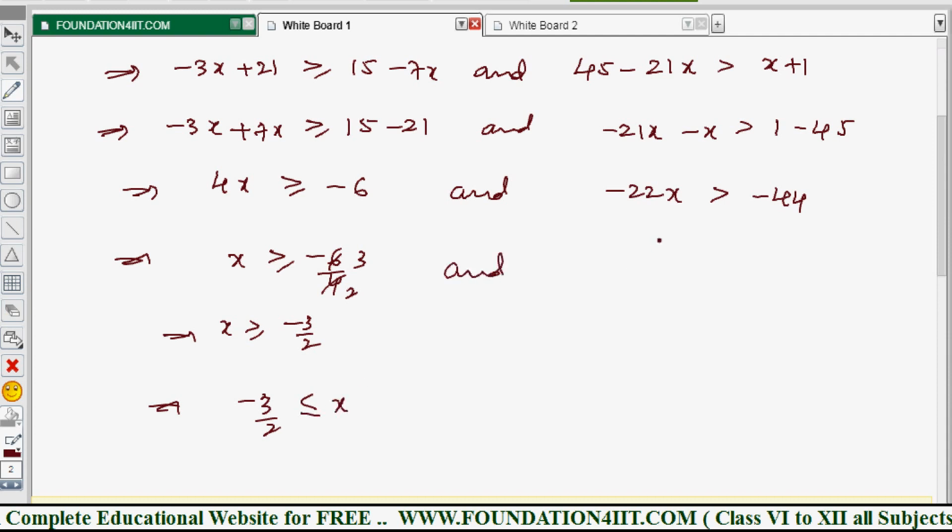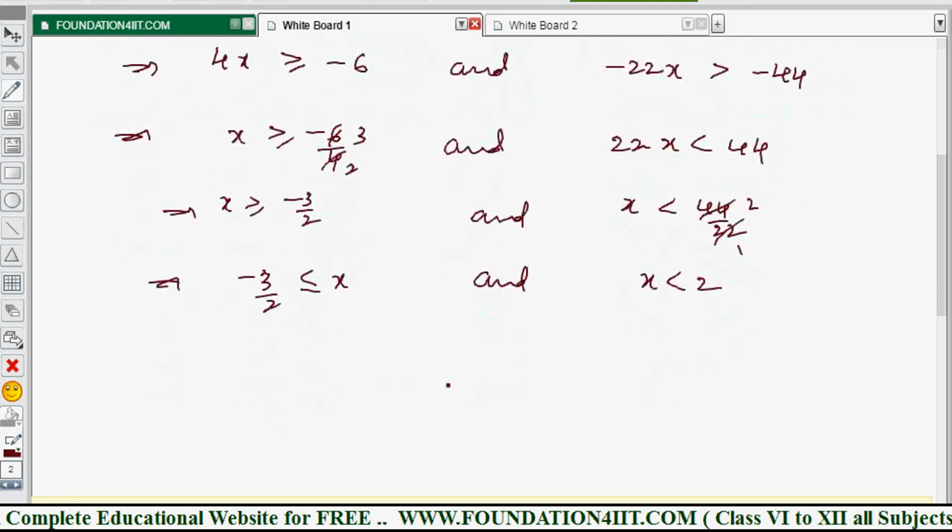And from the other side, if you cancel the minus on both sides, change the inequality, because you are multiplying both sides by minus 1. So 22x is less than 44, if you change it. Then x is less than 44 divided by 22, that is x is less than 2, because 22 ones are 22, and the 2s are cancelled. These both are combined. Now if you write these two together, there is the solution set.